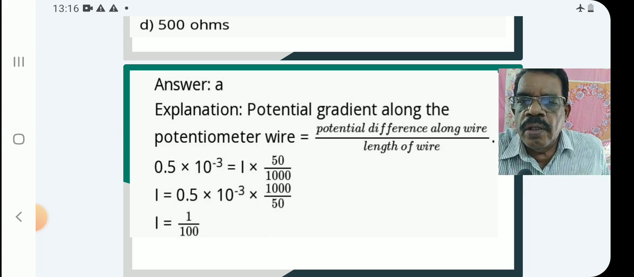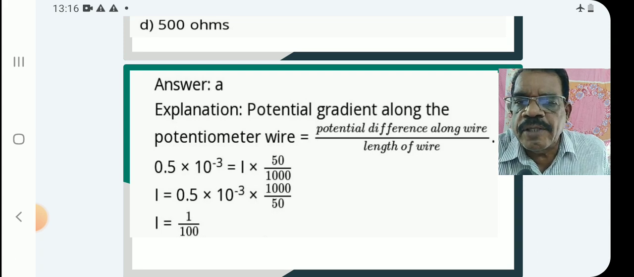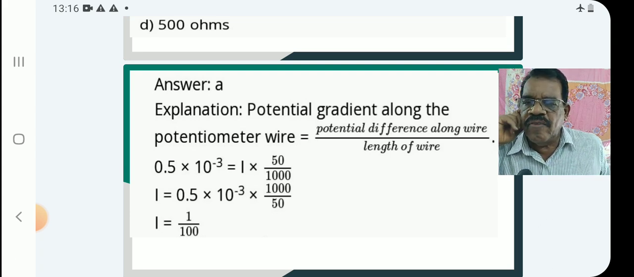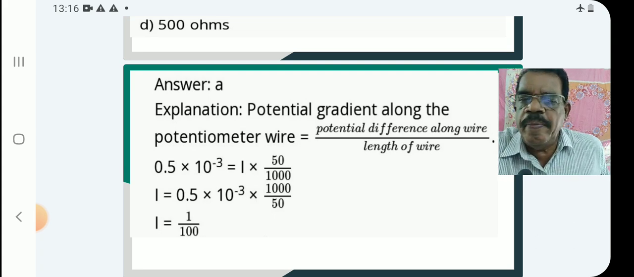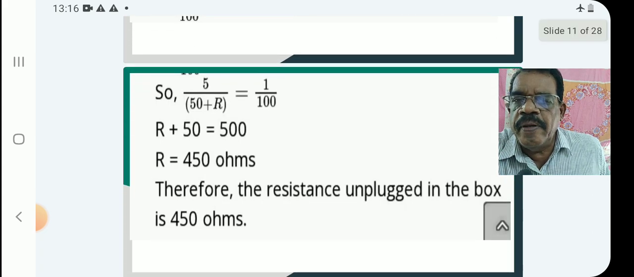So we can write I into 50 by the length of the wire 1000 is equal to the potential gradient, that is 0.5 millivolt. 0.5 millivolt we converted into volt, that is 0.5 into 10 raised to minus 3. From this the current I we get as 1 by 100 ampere.